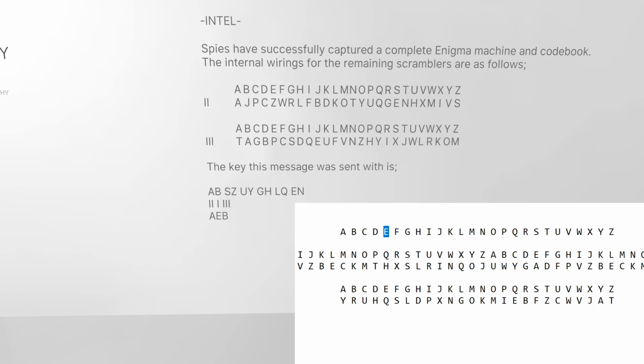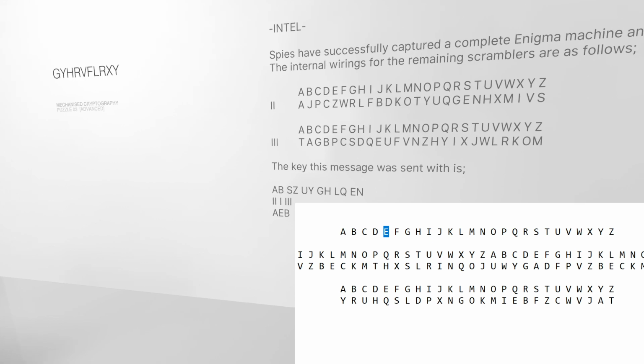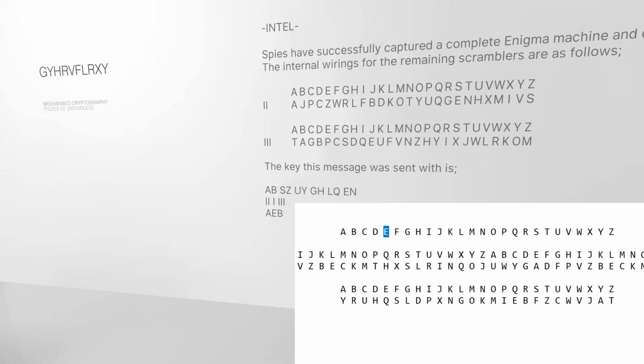A B S Z U Y G H L Q E N. Two one three AEB. I don't know what any of this means for us really. I don't know where to start with this one. So 213, maybe the second scrambler is the first one or something? That would make sense. And then the first scrambler is the one we already have over there, would be scrambler number 2. And then the third scrambler is the third scrambler.